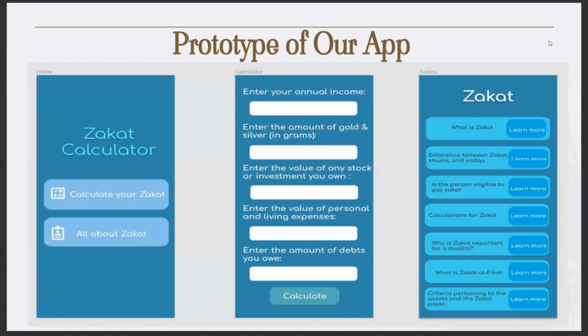This was the prototype of our app. The 3 pages, these are the attributes included, and this would be the options available to all the users.